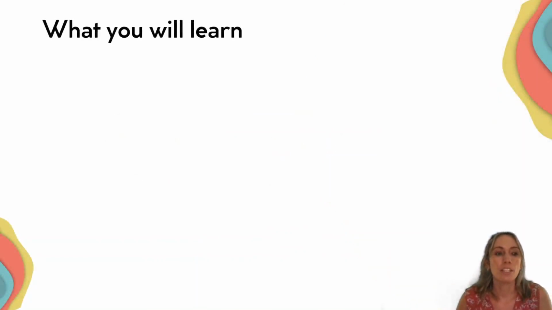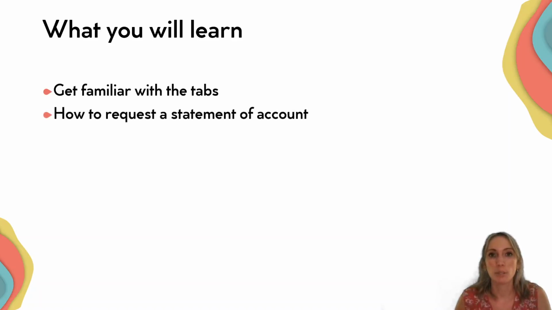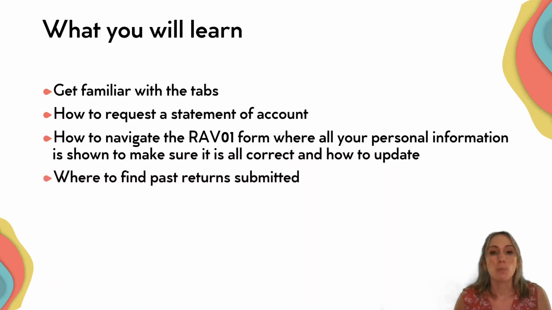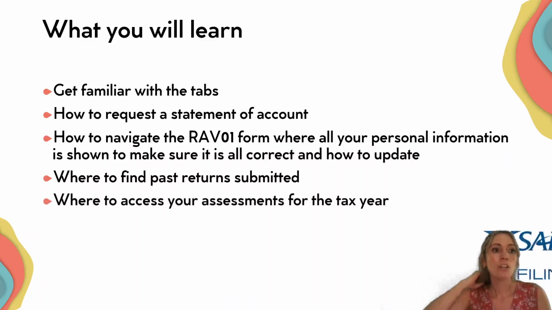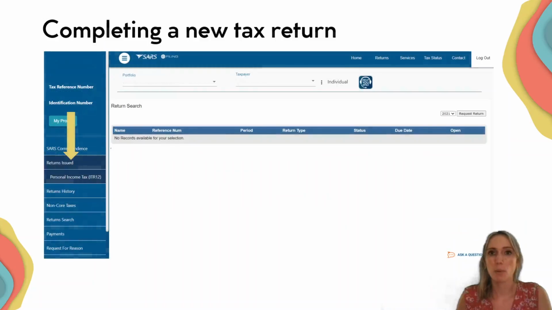So, in this video, we'll just get you familiar with some e-filing tabs, how to request a statement of account on e-filing, how to navigate the RAV 01 form. This is where your personal information is shown, your banking details, your address, your cell phone number, all your contact details. We'll also show you where to find any past returns that have been submitted by you, where to access your assessments for the tax year, and just get to familiarize yourself with e-filing, as I know it can be quite daunting if you're not a regular user.